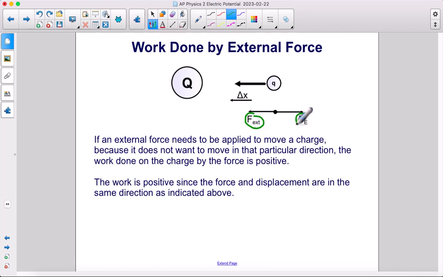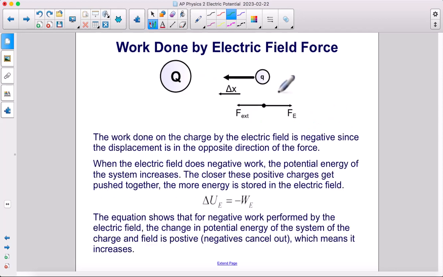The work done by this force, the electric field force, is negative. Once again, the work done on the charge by the electric field is negative. Since the displacement is to the left and this force is to the right, since they're in opposite directions, the work done by this force is negative. When the electric field does negative work, the potential energy of the system increases. The closer these positive charges get pushed together, the more energy is stored in the electric field.